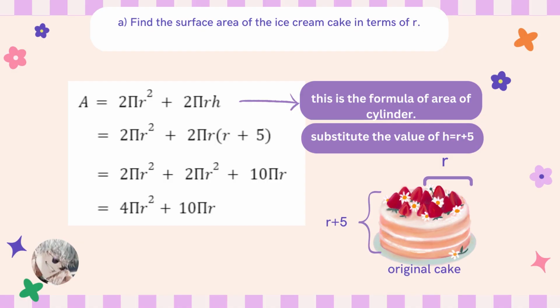The first question is find the surface area of the ice cream cake in terms of r. The formula of area of cylinder is A equals 2 pi r squared plus 2 pi r h. From the storyboard, given the value of height is r plus 5, so we need to substitute the value of height into the area formula. After that, we expand the equation and it will be 2 pi r squared plus 2 pi r squared plus 10 pi r. So the final answer is 4 pi r squared plus 10 pi r.